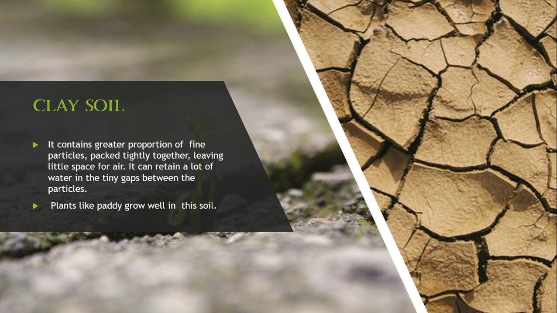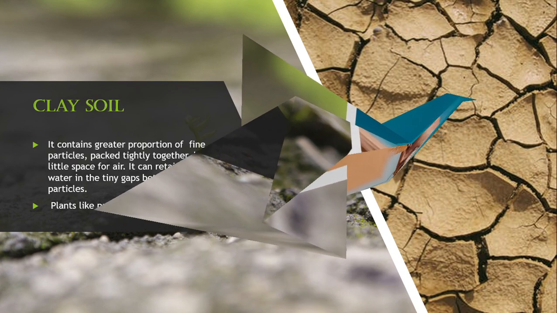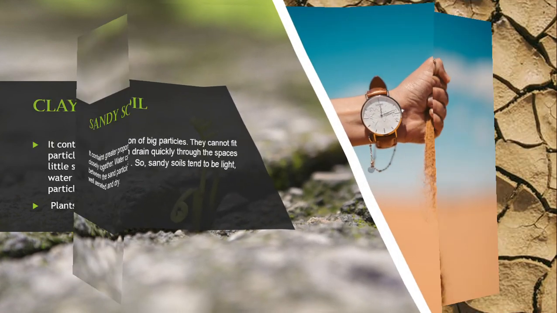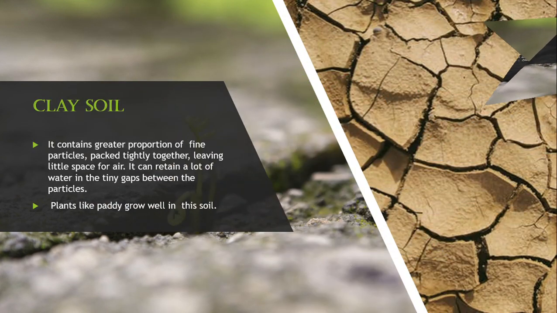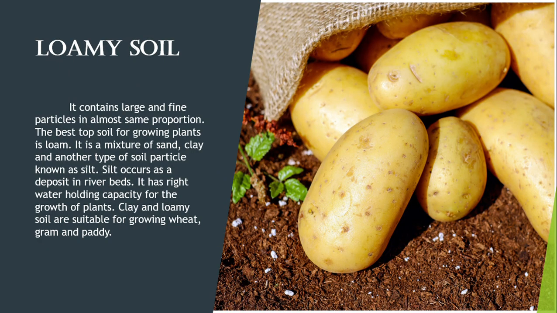As you can see, we have now discussed two types of soil. Can you guess what they are? The first thing we learned was sandy soil. Another one is clay soil. The next soil you are going to learn is loamy soil. Loamy soil contains large and fine particles in almost the same proportion. The best topsoil for growing plants is loam. It is a mixture of sand, clay and another type of soil particle known as silt.